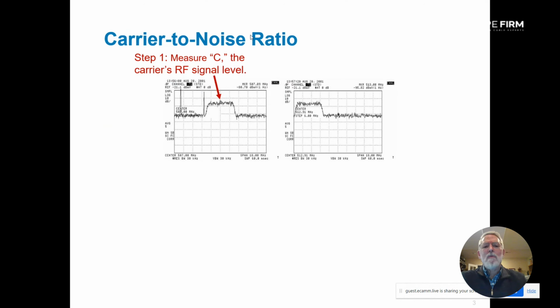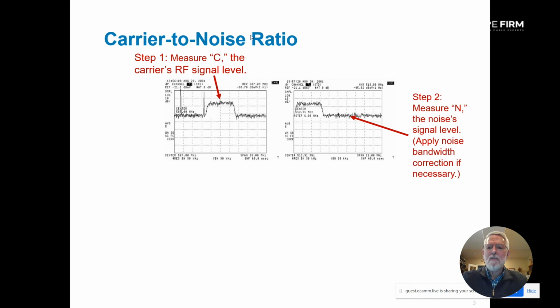So step one, when we talk about measuring carrier to noise ratio, is to measure the C in CNR. That's the carrier's RF signal level. The next, to measure the N in CNR, which is the noise's signal level. Now, note the point in parentheses. This is important, and we're going to talk about this a little bit more later on. Apply a noise bandwidth correction to your noise measurement if necessary.